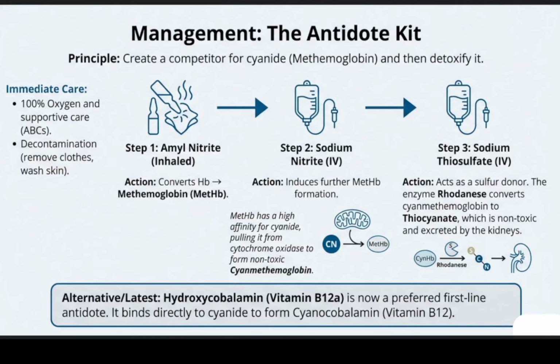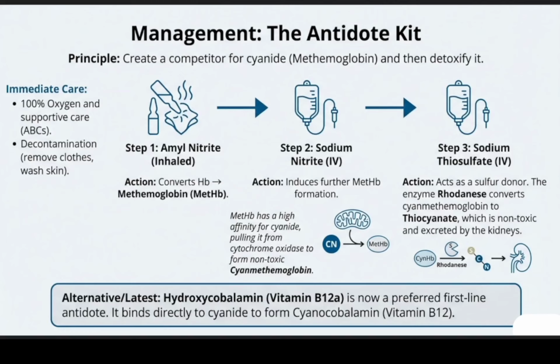And apart from that, the enzyme rhodanese is going to convert this cyanomethemoglobin to thiocyanate. Now, this thiocyanate is actually non-toxic. So after formation of cyanomethemoglobin, we have to give sodium thiosulfate so that it acts as a sulfur donor, and the rhodanese enzyme converts the cyanomethemoglobin into thiocyanate, which can be excreted through the kidney. Remember this. So what are the three antidote kit drugs? Amyl nitrite, sodium nitrite, and sodium thiosulfate. Remember this.